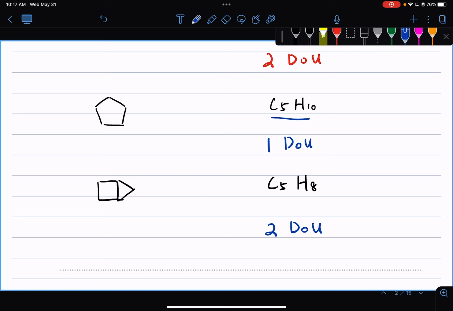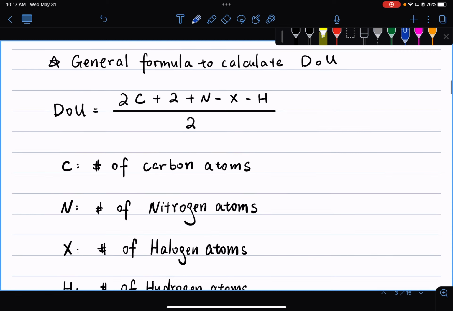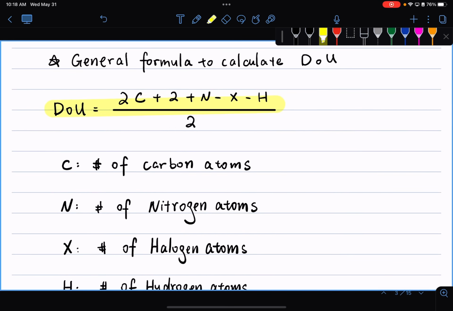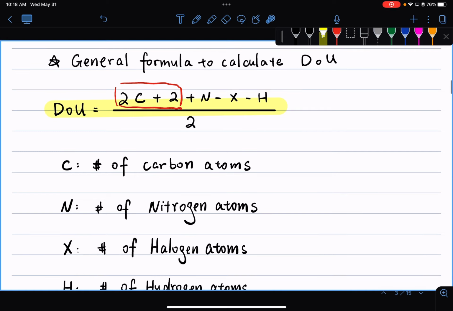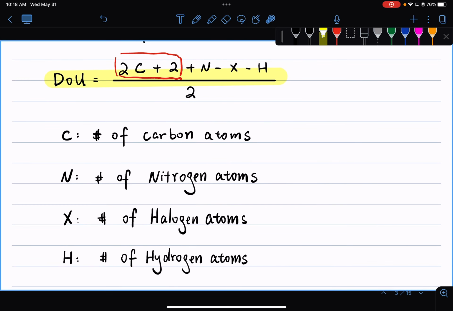All right, so that's just a general rule people come out with by looking at the molecular formula of different kinds of molecules. Now we have the general formula to calculate our degree of unsaturation. It looks complicated, but these are just numbers of atoms. On the top, you have 2 times the number of carbon atoms plus 2. So that's the number of hydrogens in your all saturated molecule, like linear pentane, plus the number of nitrogens in your molecule, minus the number of halogens, and then minus the number of hydrogen atoms.